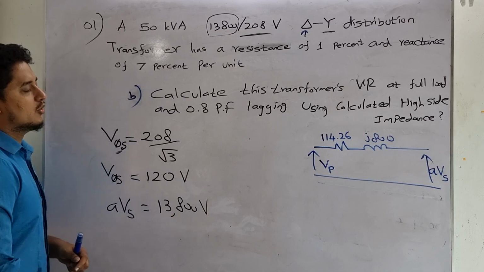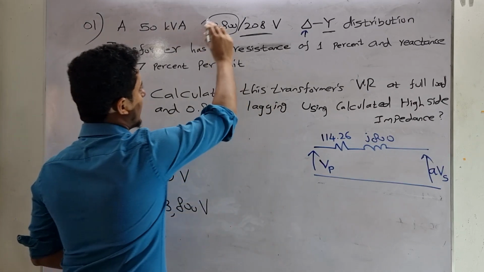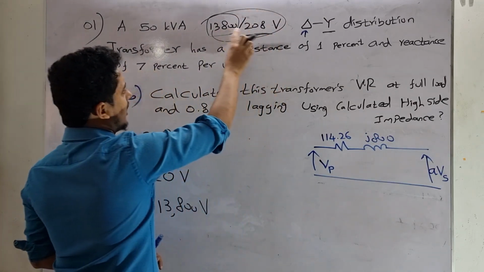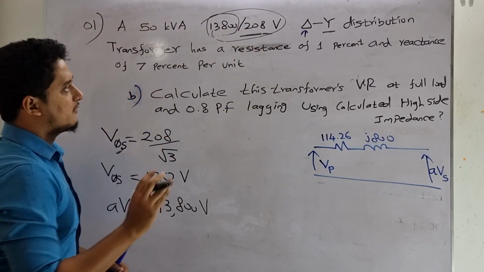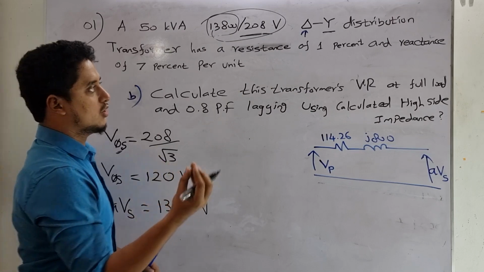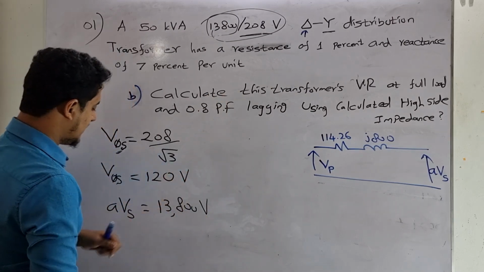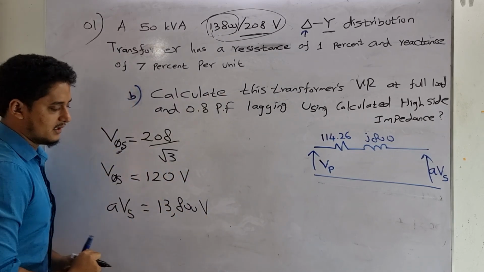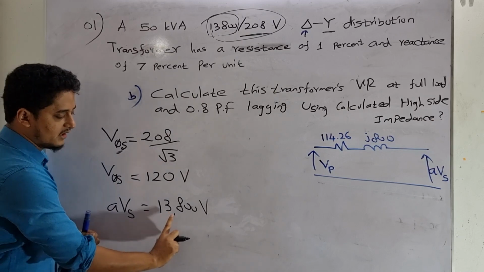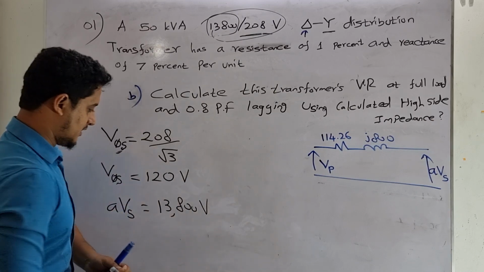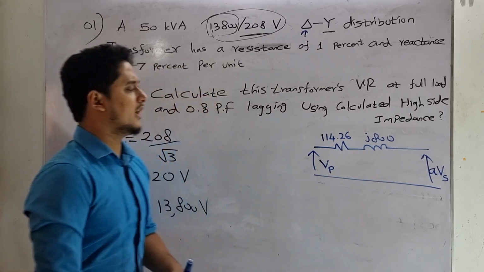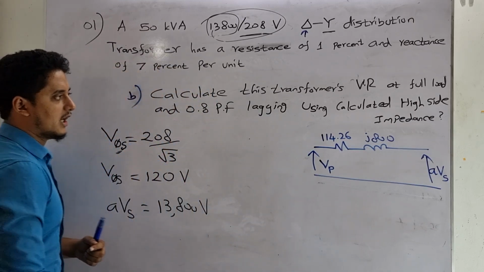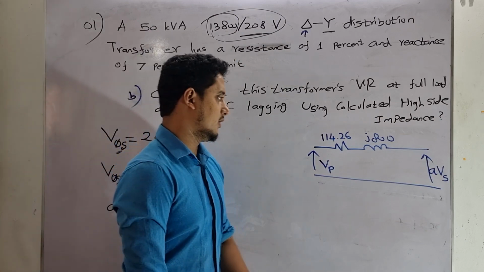13,800 voltage. You can calculate using a delta Y distribution transformer in high voltage and low voltage side voltage. From that you can calculate the turn ratio of this transformer. Then we can calculate A into Vs. So A into Vs would be equal to 13,800 voltage. Okay. Now we will calculate the current of this transformer.